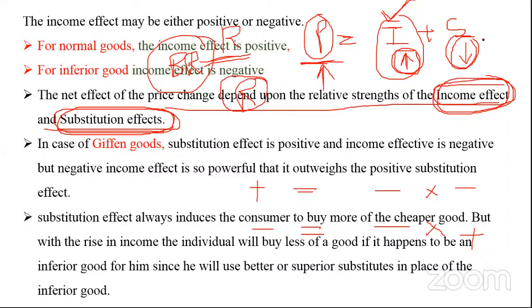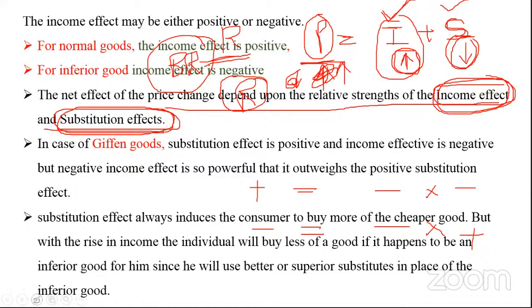So the substitution effect plays more strength. So at that time our price effect becomes negative. The net effect depends on the strength of the income effect and the strength of the substitution effect, and that gives the sign for the price effect. When the income effect plays the key role, at that time the price effect is positive.